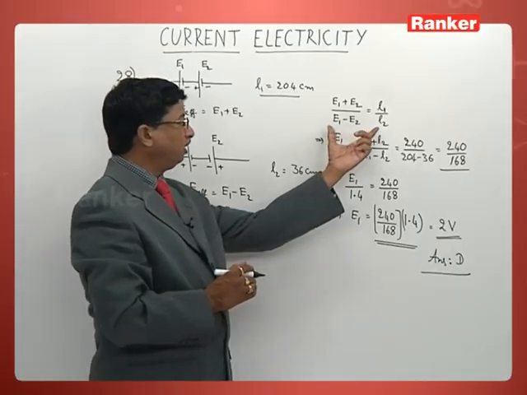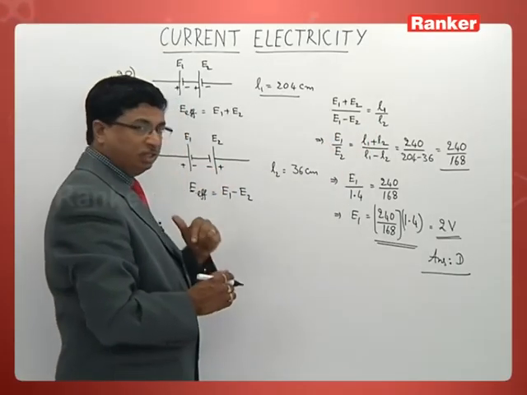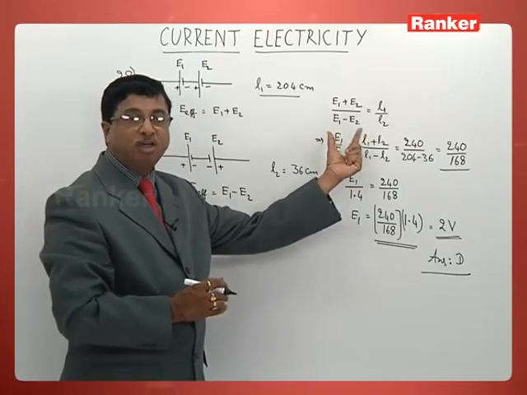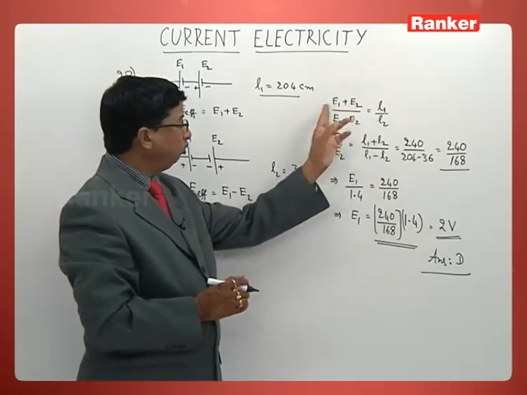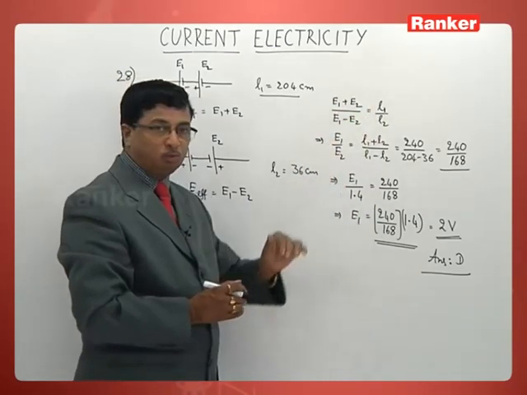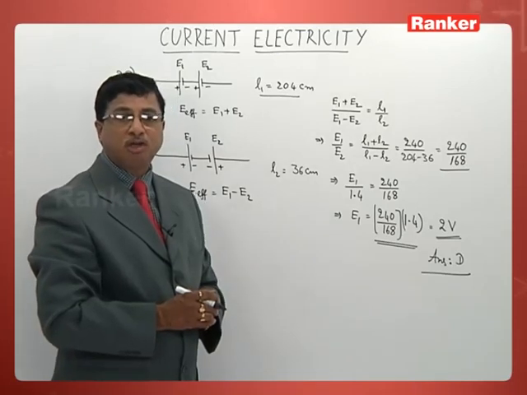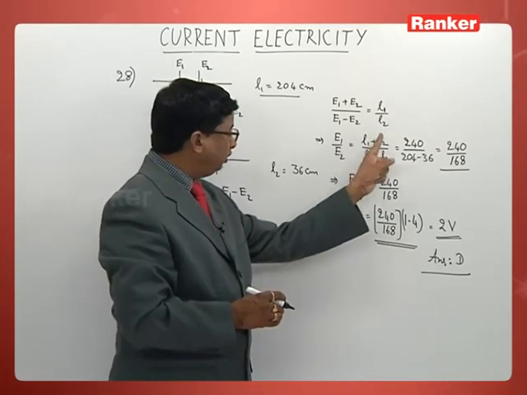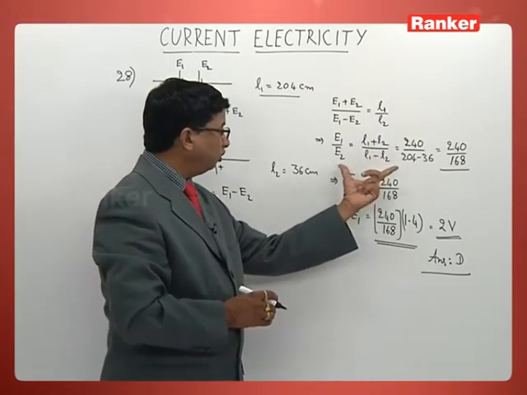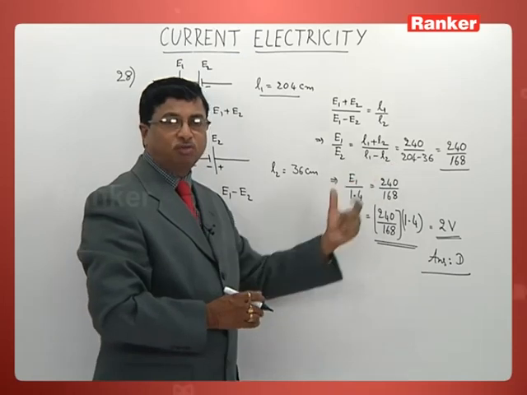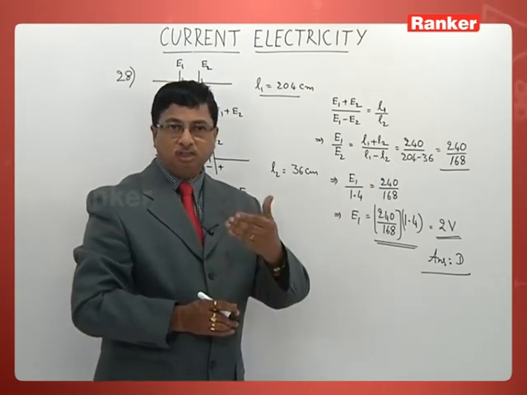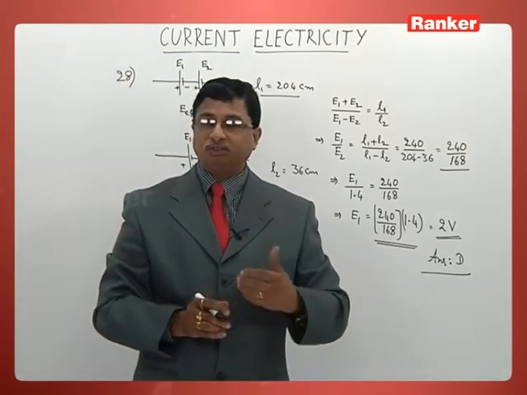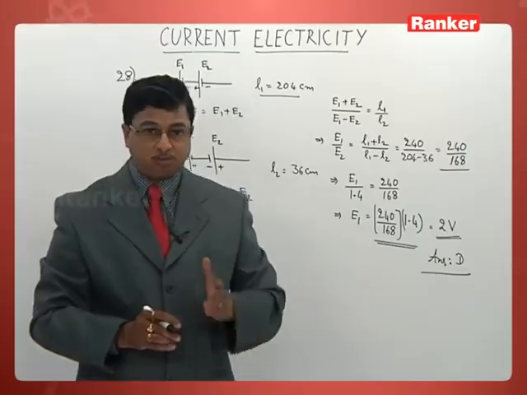So the only thing you should understand here is, when one cell is reversed, automatically EMF is going to become E1 minus E2. So (E1 plus E2) by (E1 minus E2) is L1 by L2. Applying the concept of componendo dividendo, you can write E1 by E2 is equal to (L1 plus L2) by (L1 minus L2). This is the major equation which one has to remember to solve these model problems based on potentiometer as such. So this is problem number 28.